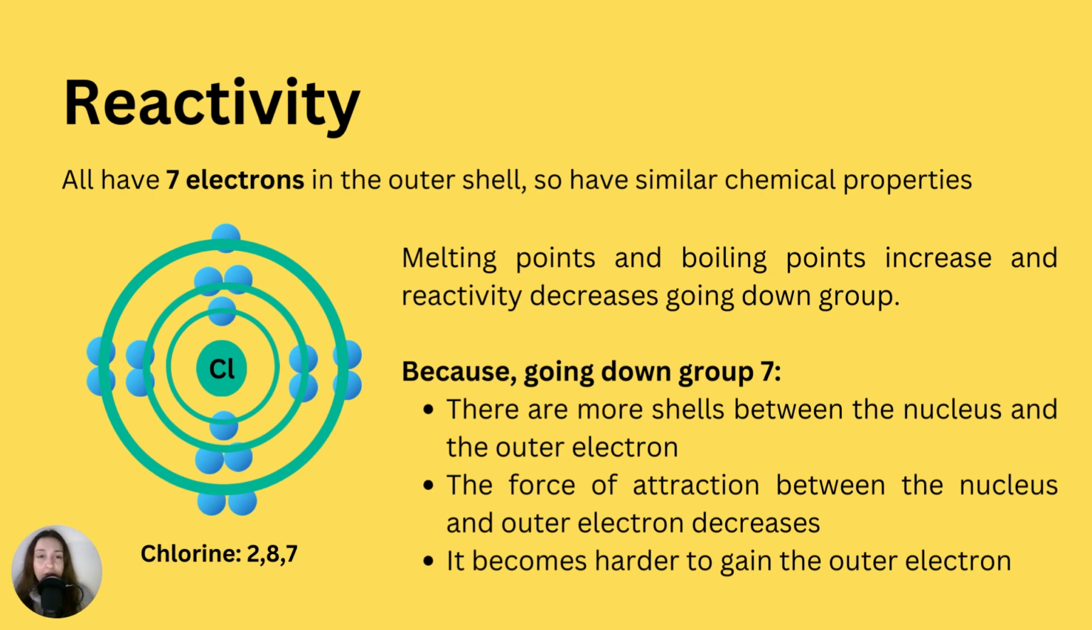And the reason that the reactivity in the halogens decreases as we go down the group is because of the atomic radius increasing. As we go down the group, there are more shells of electrons and more distance essentially between the nucleus, which is positive, and the outer electron, which is negative. And because of that distance, the force of attraction between the nucleus and the electron decreases, which means it's harder for the atom to gain another electron in its outer shell from another atom because those forces of attraction are actually weaker.